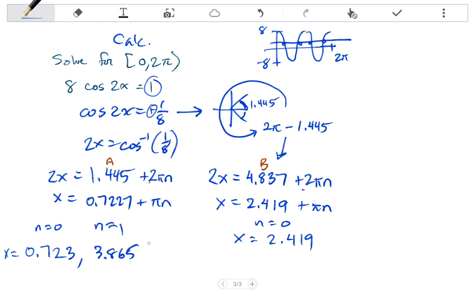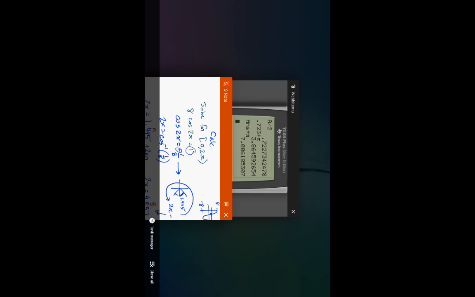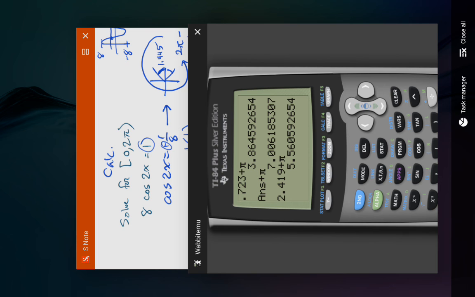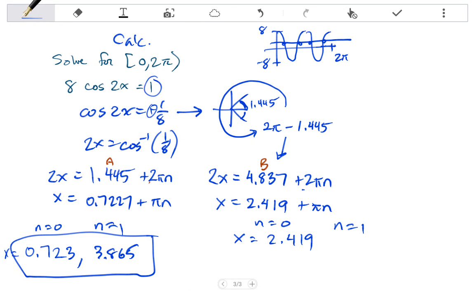Okay, so what we have now is these two answers, for sure. And then now let's add on another pi to 2.419. And that'll do it. 2.419 plus pi is 5.561. Okay, and those are our answers. Okay, and that'll do it. So we have 1, 2, 3, 4 answers, and notice on our graph we have those 4 answers that you see there. Okay, all right, that'll do it for today.